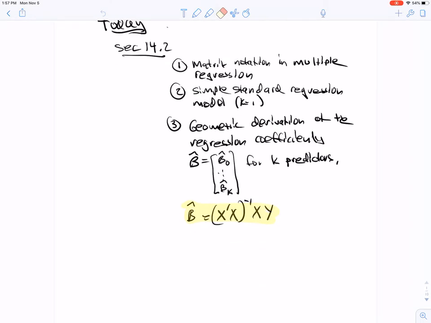In particular, we're going to introduce matrix notation for multiple regression, the simple standard regression model for k is 1, and the geometric derivation of the regression coefficient. So for multiple regression, for k predictors, we're going to show that it is (X transpose X) inverse X transpose y, where X is the design matrix. So we'll see what all that means.